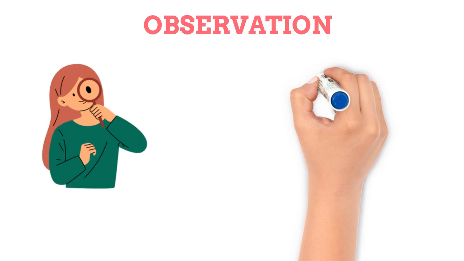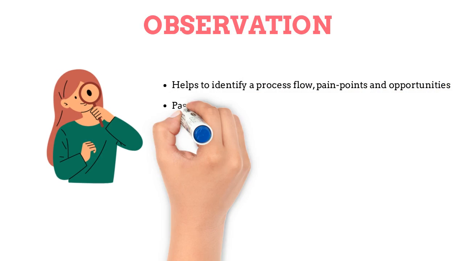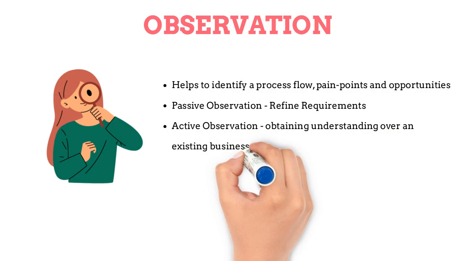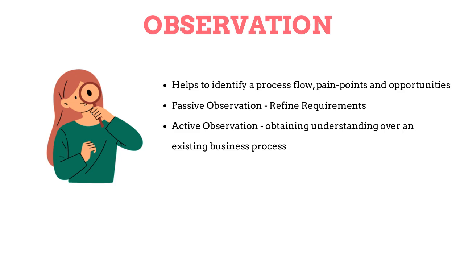The study of users in their natural habits is what observation is all about. Observation helps to identify a process flow, pain points, and opportunities for improvement. There are two types of observation. One is passive observation, and another one is active observation. Passive observation provides better feedback to redefine requirements, like getting feedback on a prototype, whereas active observation works best for obtaining understanding of an existing business process.